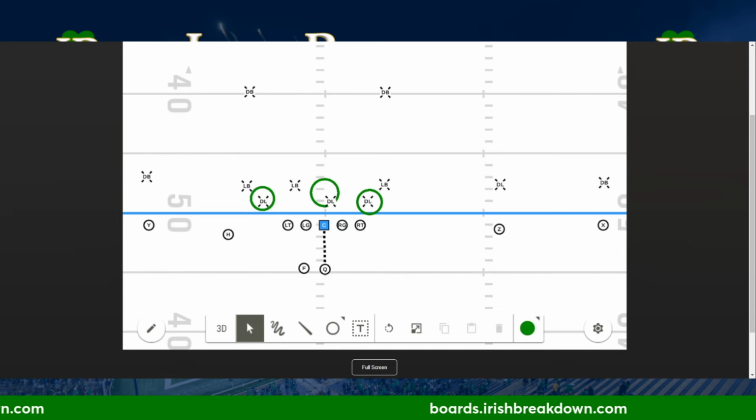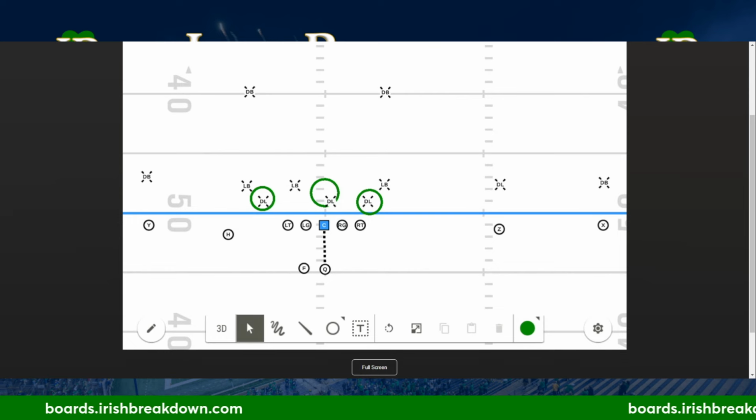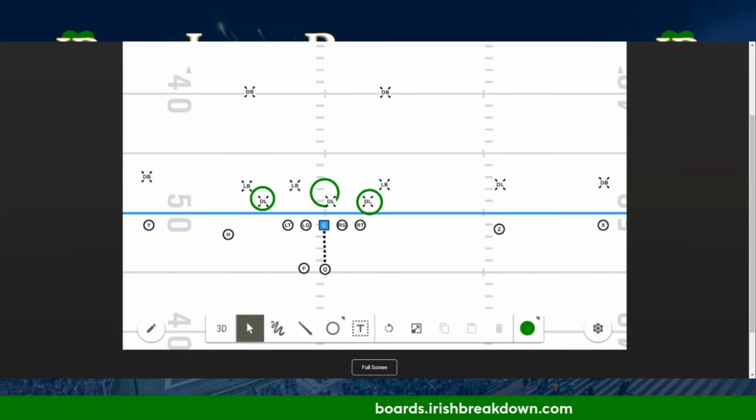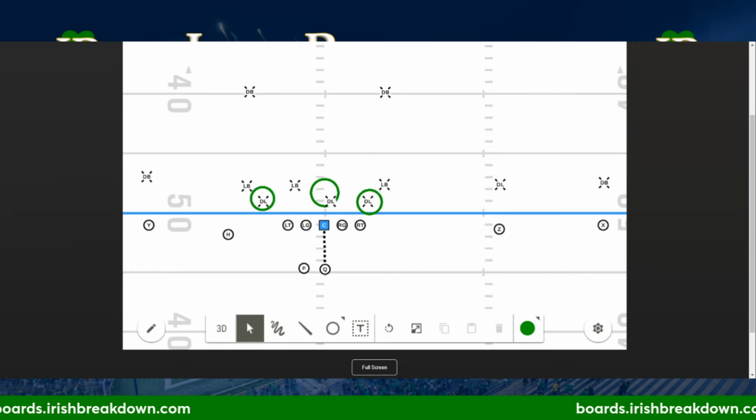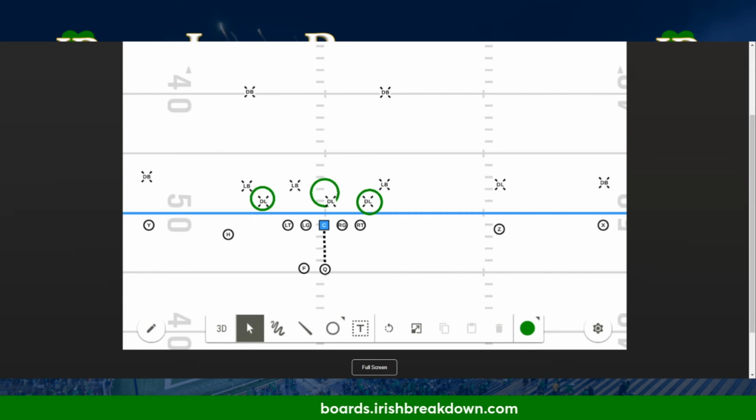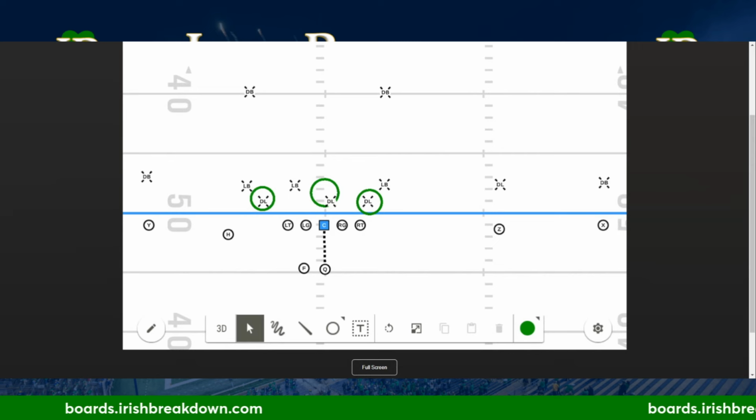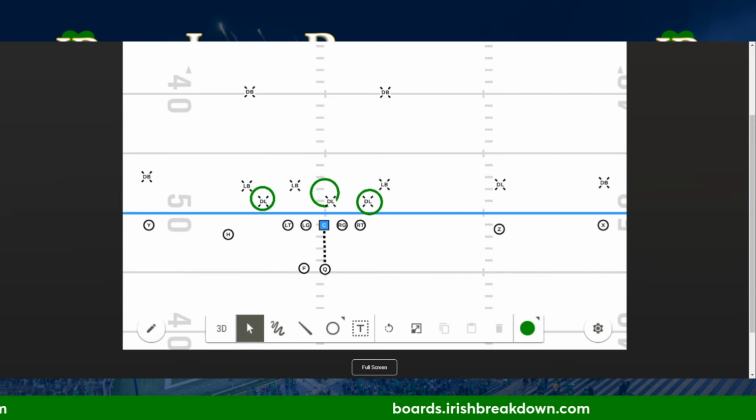Why the emphasis on this? Yeah. So first of all, it's an odd front presentation. You can mix and match a lot of different alignments off of it, and it's used mainly to manipulate the offensive protection schemes, because you don't necessarily know where anyone is coming from. Mike Elko loves to run this on 3rd down. And what you can do is mask your intentions as a defense.